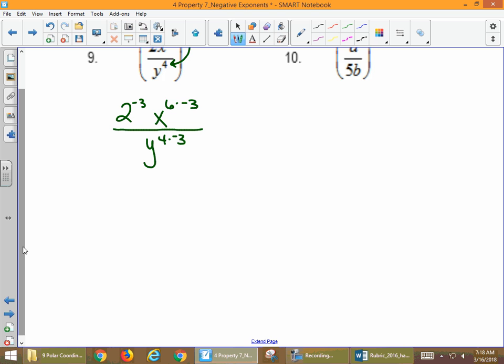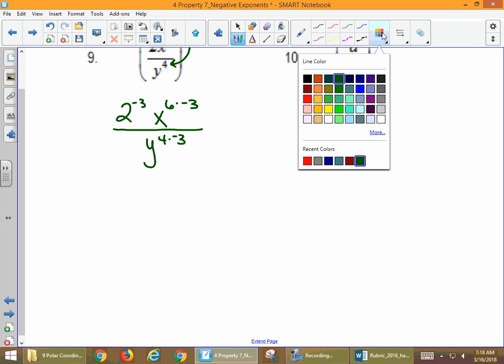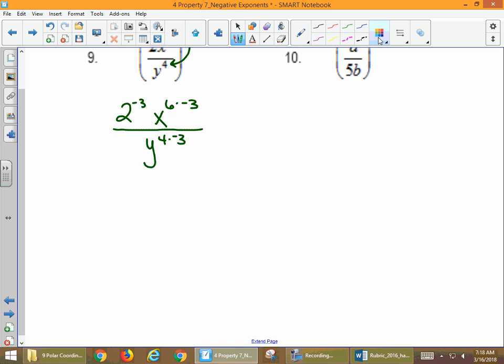And then I would do that multiplication. So go ahead and do that little simplification. I'm going to leave the 2 to the negative third the way it is. 6 times negative 3 is negative 18. 4 times negative 3 is negative 12.